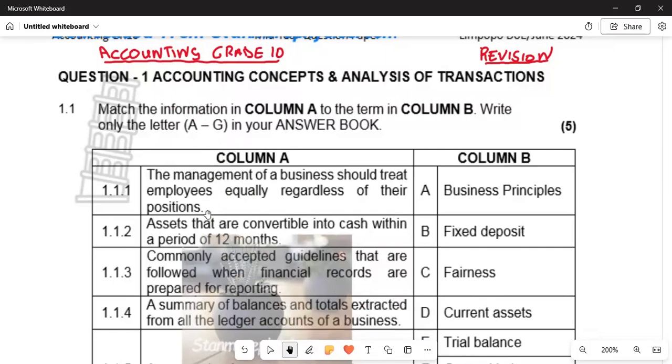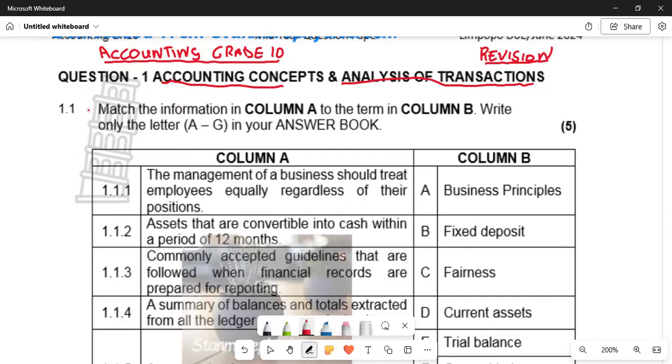So without wasting much time, let us go straight to Question 1, which is accounting concepts and analysis of transactions. This is what we are going to be looking at.